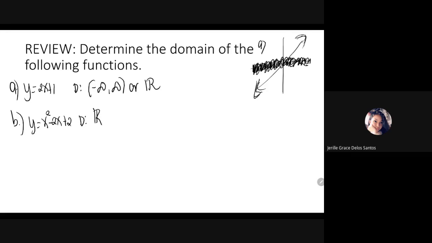It's a different matter when you are asked for the range, because that is not all real numbers. Letter C. Let's say we have here x squared, although this is not a function but an equation. Are you familiar with the given equation? x squared plus y squared is equal to 1.